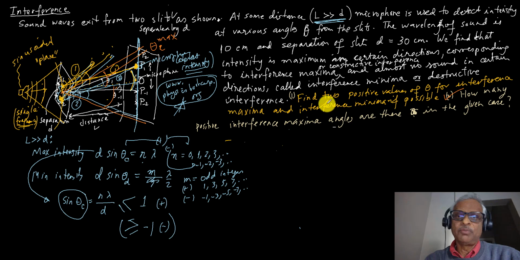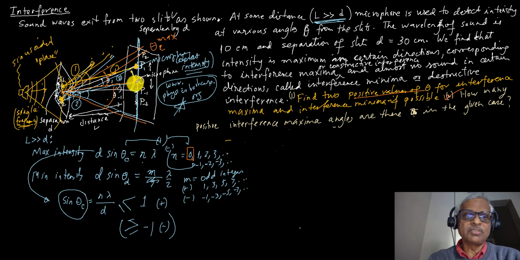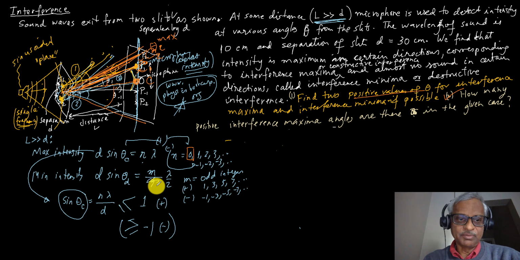So we are supposed to get 2 positive angles for theta from this and from this. Of course, n equal to 0 is not positive, so there's a constructive one directly here. So we'll get a constructive 1, and we're going to get some constructive 2, and in between will be destructive. It's the way the formula works out. So we're basically looking for n equals 1 and 2 from here, and m equals 1 and 3.